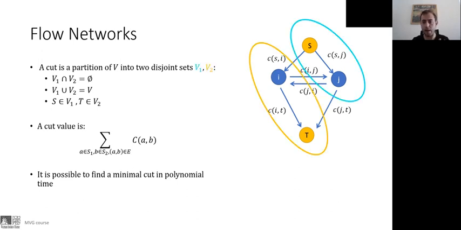Okay, so let's see an example. If I have the following cut defined by V1 and V2, what would be the cut value in this case?